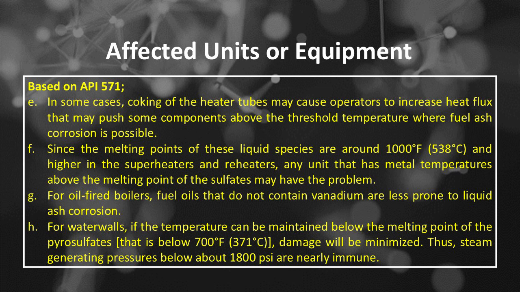Number F, since the melting points of these liquid species are around 1000 degrees Fahrenheit or 538 degrees Celsius and higher in the superheaters and reheaters, any unit that has metal temperatures above the melting point of the sulfates may have the problem. Number G, for oil-fired boilers, fuel oils that do not contain vanadium are less prone to liquid ash corrosion.